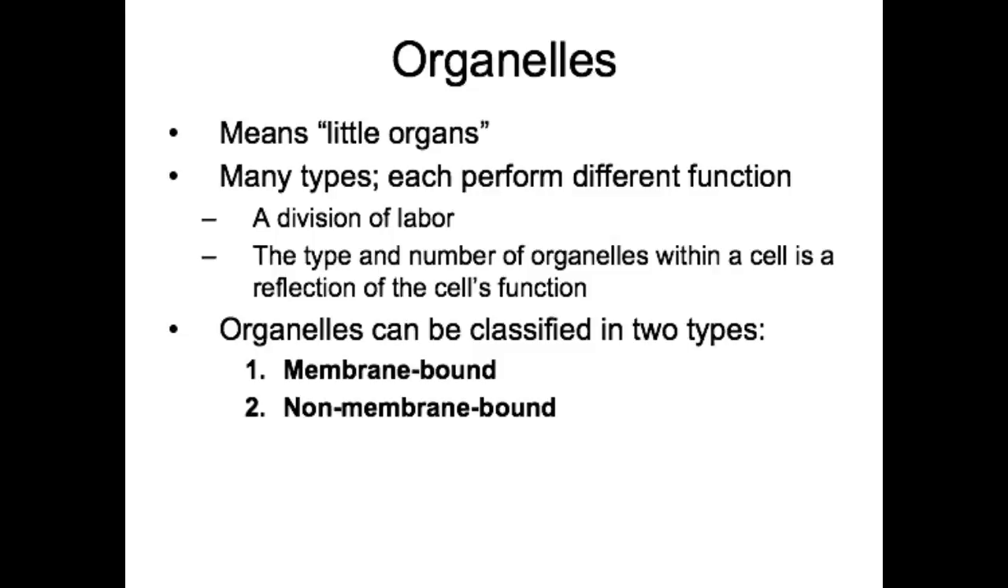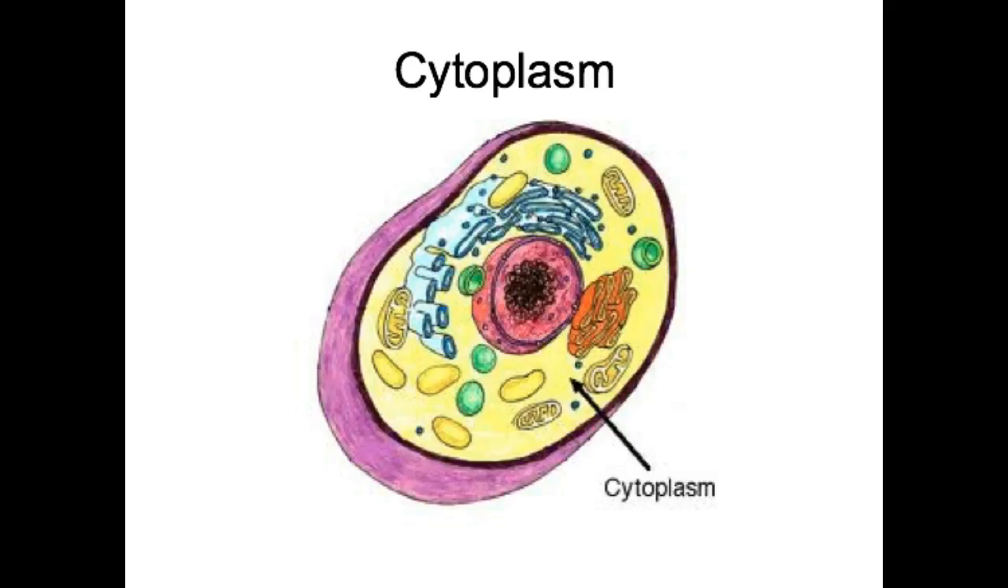Organelles can be membrane bound or non-membrane bound. Most of the ones we focus on are membrane bound. They mean little organs. They all perform a different function, and the type and number of organelles within a cell is a reflection of the cell's function. So again, remember, this is a prototypical cell. It can be arranged any way that we need these organelles to be arranged to do a specific function. If we need contractility, like in a muscle cell, we're going to have a whole lot of cytoskeleton lined up in a way that can shorten and lengthen, for example.